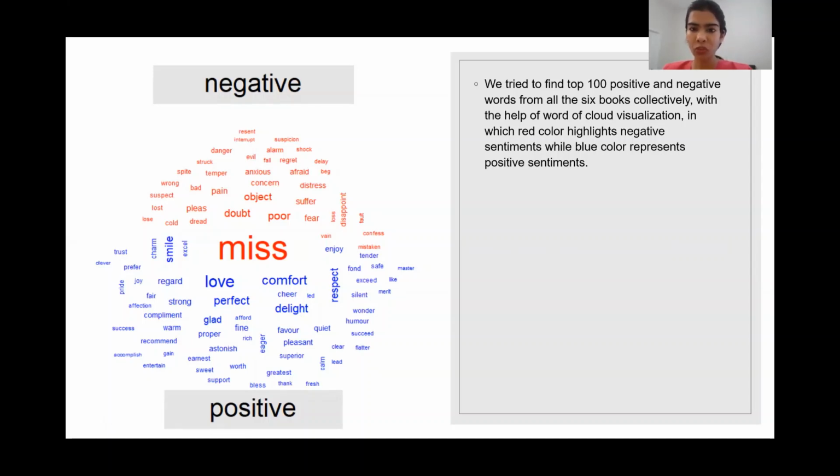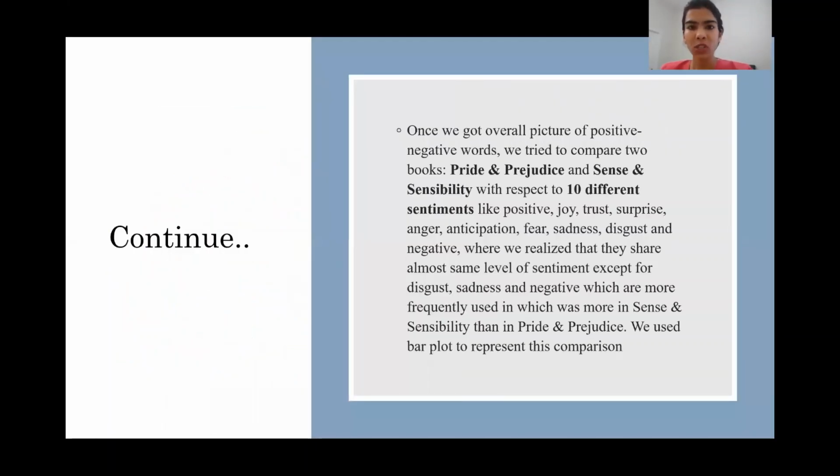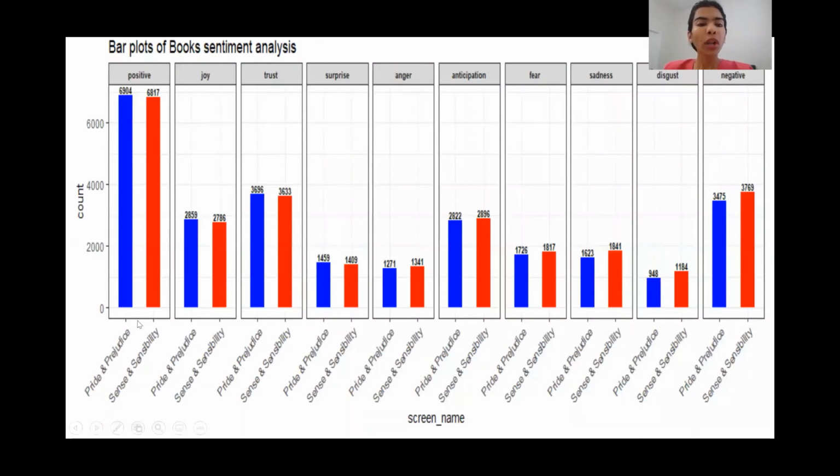The second step was to find, based on the sentiments, how the books share similarity or dissimilarity with each other. For that purpose, we narrowed down our search and took only 2 books among the 6 and compared them on the basis of 10 sentiments, including joy, trust, surprise, anger, disgust, anticipation, fear, sadness, positivity, and negativity. The result was that the positive sentiments, to be very precise, were nearly the same between the Pride and Prejudice and Sense and Sensibility books.